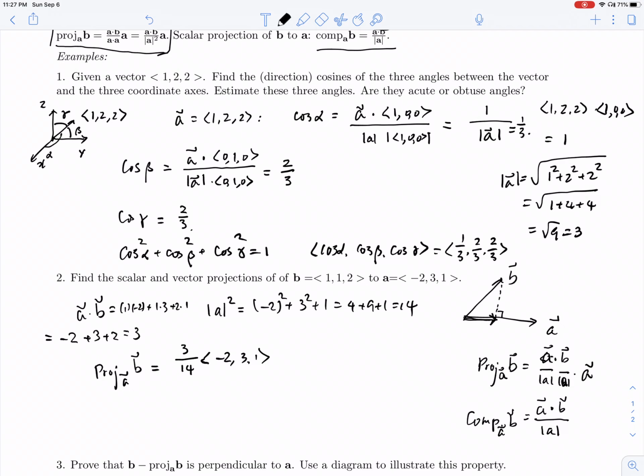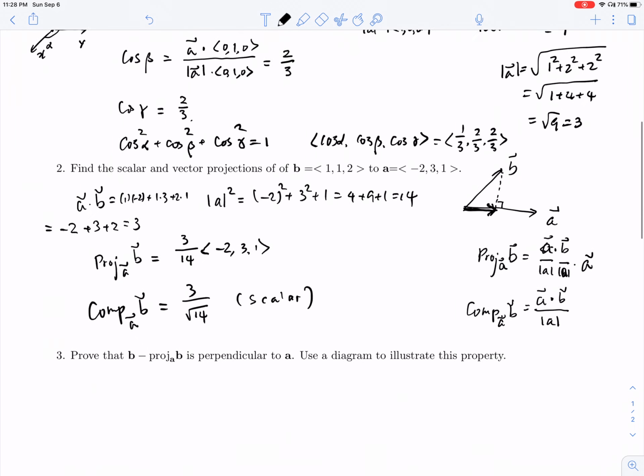Okay, so how about the component? Component means in the A direction, how long B is going to be. So this is going to be 3 divided by the square root of 14. And this is a number. This is a scalar. It's a number. Okay. Now, that's all we have about the projection. So this is a vector, and here is the scalar.